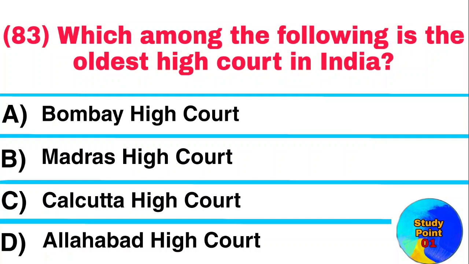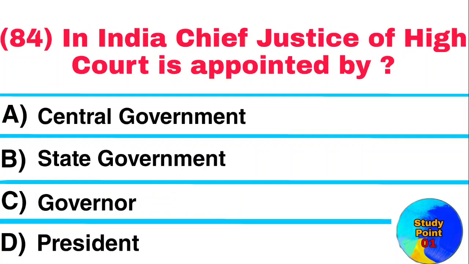Question. Which among the following is the oldest High Court in India? A. Bombay High Court. B. Madras High Court. C. Calcutta High Court. D. Allahabad High Court. Answer. Calcutta High Court. Question. In India, Chief Justice of High Court is appointed by A. Central Government. B. State Government. C. Governor. D. President. Answer. President.